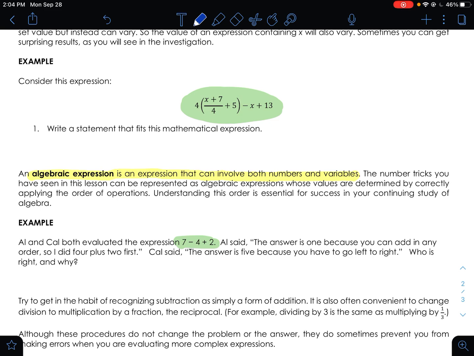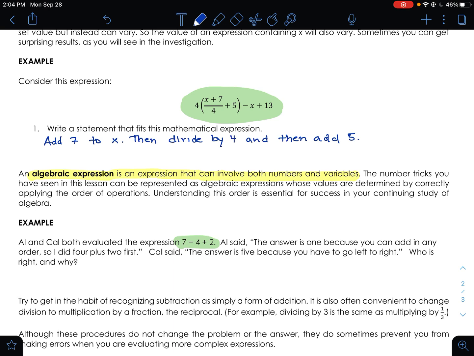So you would want to add 7 to x. Then divide by 4, and then add 5.